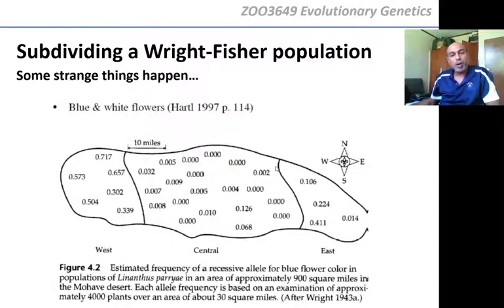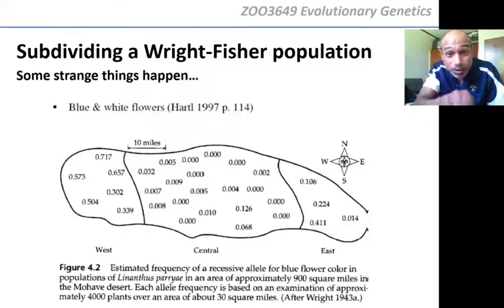Whenever you see a number on this map, it's telling you about that place. That one spot, where this number is, covers about 30 square miles. That's a big geographic area. And inside that 30 square miles, Wright went and collected data from 4,000 plants. And that's not 4,000 plants for the whole map. No. It's 4,000 plants for each number you see on that map.